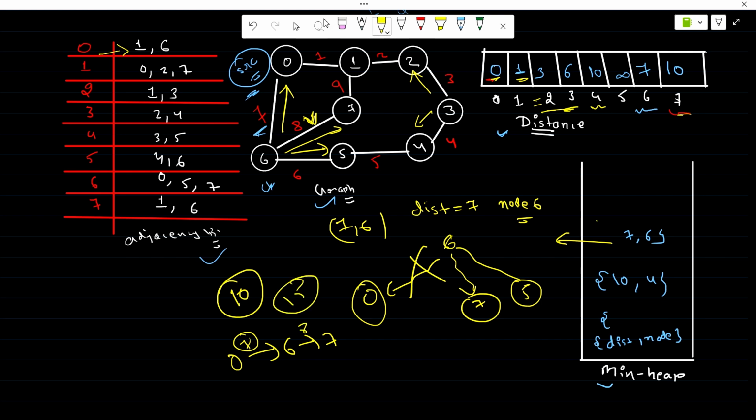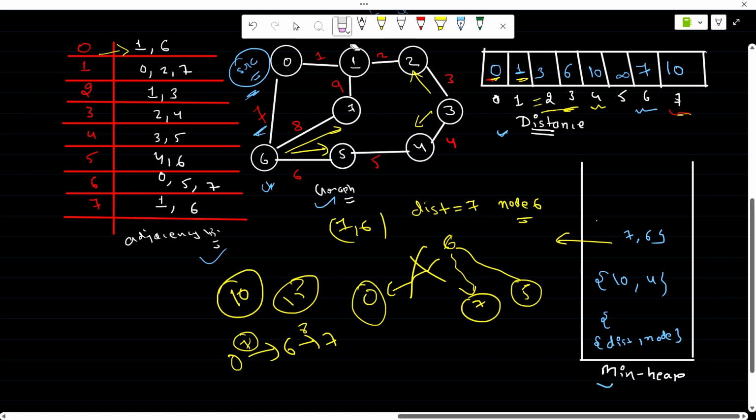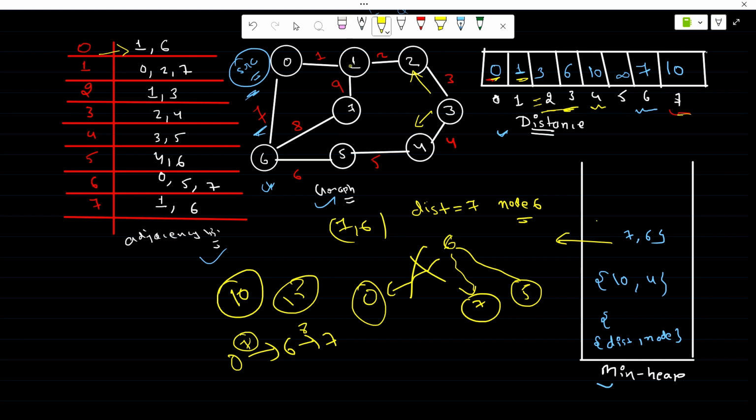So let's understand it very carefully. From 0 to reach 7, we have multiple paths. One is this, the second one is this, and this one also. So there are three paths, but we take the minimum one, that is 1 plus 9, which is 10. We considered it, right?